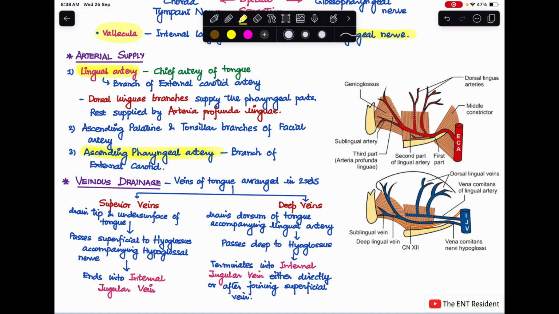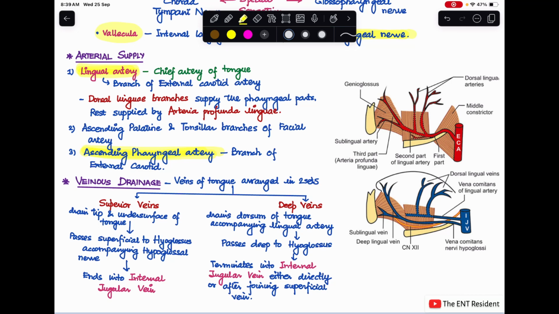In viva questions, when you're asked about an artery of the tongue, invariably the next question is, which artery is this a branch of? So if you have said lingual artery, there'll always be a follow-up question: which artery is the lingual artery a branch of? So you always have to know the principal artery.